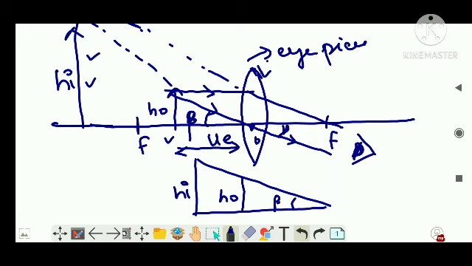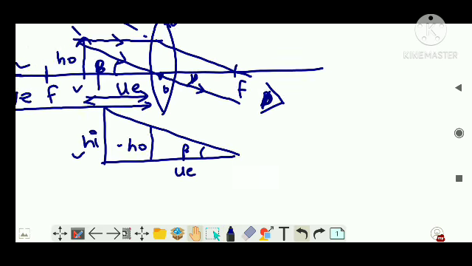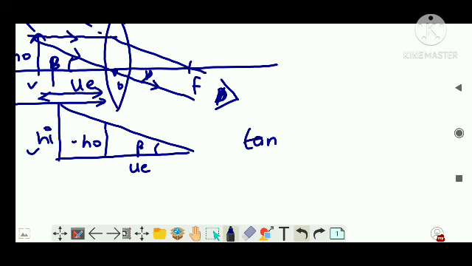Anyway, this much is clear. Now the image is formed here, so this will be our final image, let's say VE. Clear? Now I am coming back to the point where we stopped. I have drawn this triangle here without any distortion. So where can I mark UE? I can write E here. Can I write tan beta is equal to, using this triangle, H naught, not Hi, by UE? I can write that. Clear?